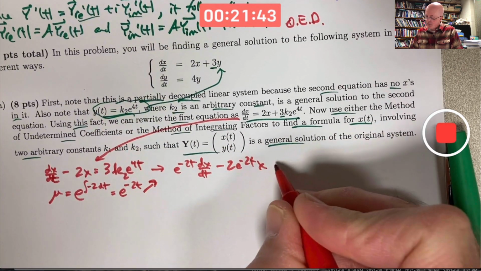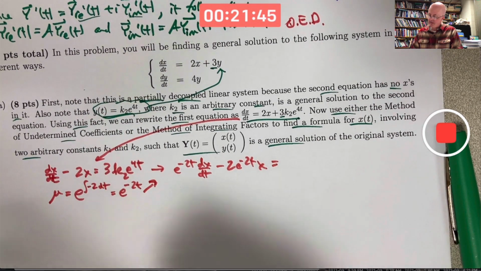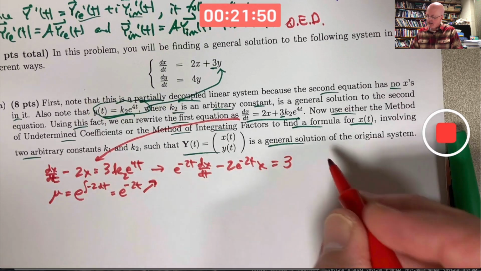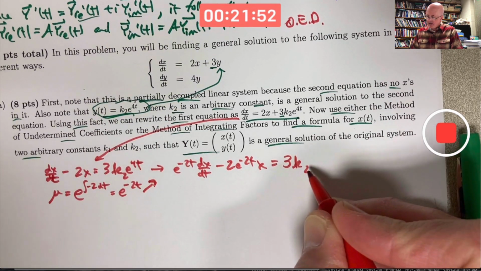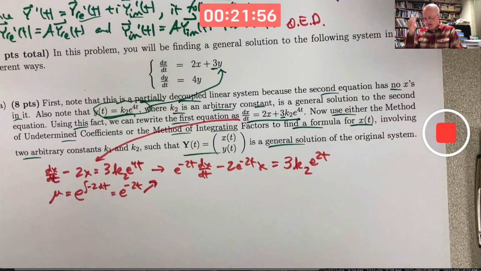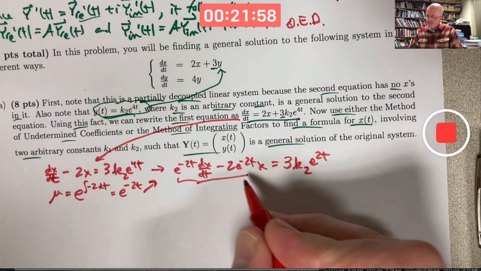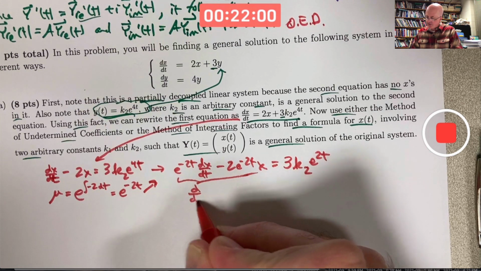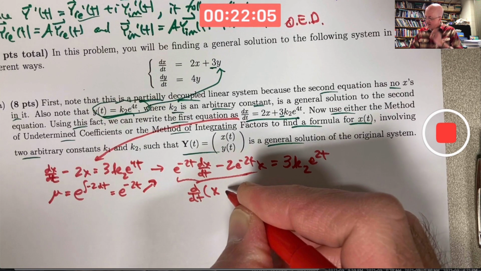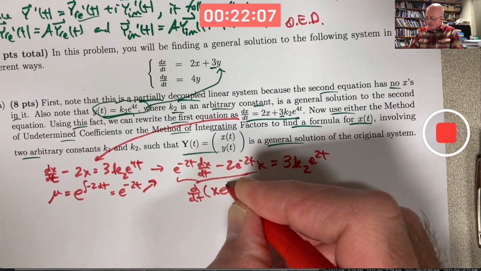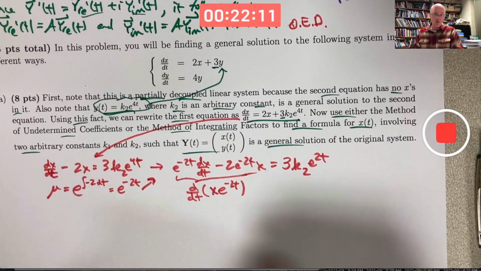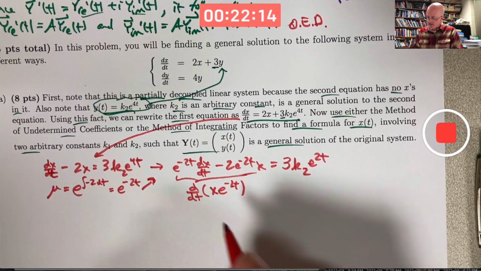Don't forget to multiply it on the right side. That's a common mistake. People forget to multiply it on the right side. Multiply it times this. I'll get 3k2 e to the 4t times e to the -2t will be e to the +2t. Okay? And if you've done it right, this thing right here will always be the derivative with respect to t of the unknown solution function times the integrating factor, or integrating factor times the unknown solution, either way. That will always be the case by the product rule, and you can double check this.